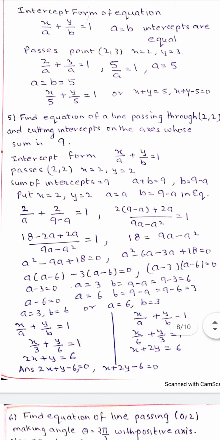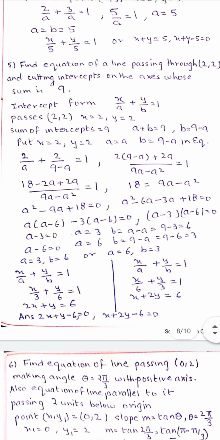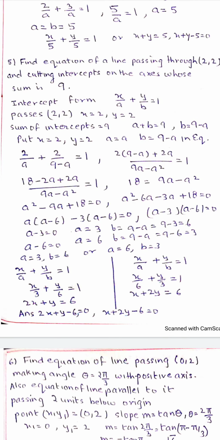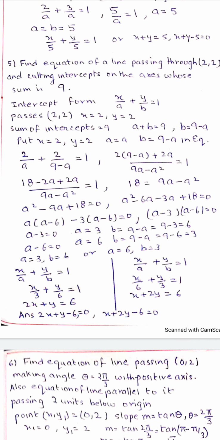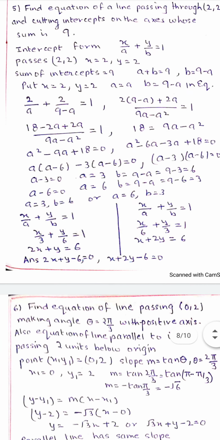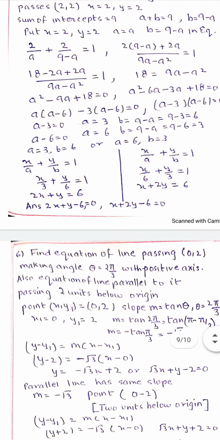Taking LCM, we solve and get the quadratic equation a square minus 9a plus 18 equal to 0. The two values of a are 3 and 6 and corresponding values of b are 6 and 3. So we put the values of a and b, a 3, b 6, a 6, b 3, in intercept form of equation and get the answer 2x plus y minus 6 equal to 0 and x plus 2y minus 6 equal to 0.